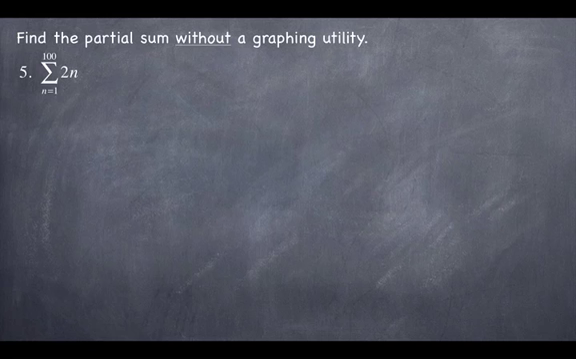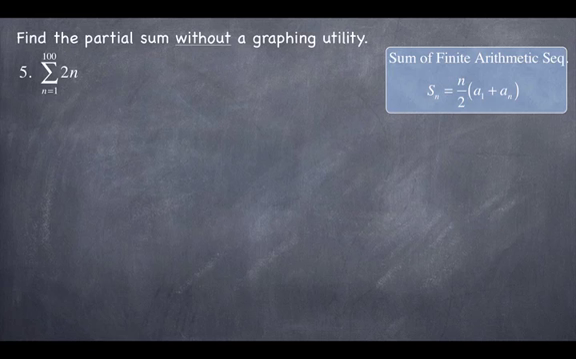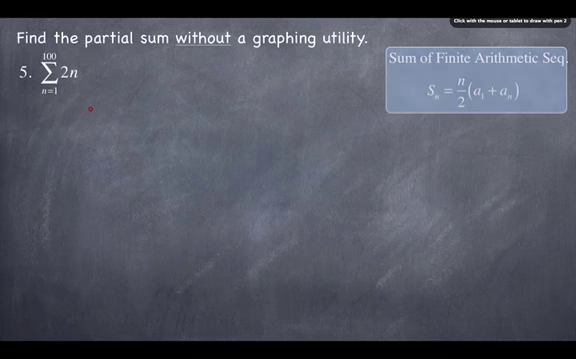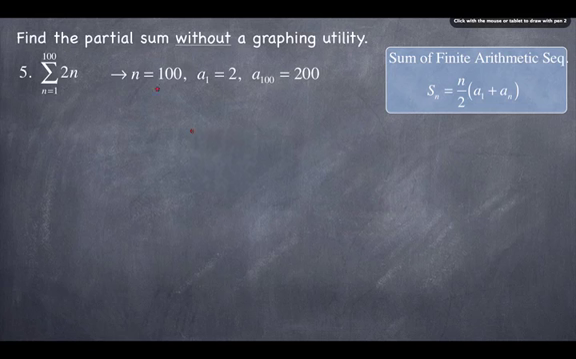It says find the partial sum without a graphing utility. So here we're going to be using that same formula. Notice that this is actually arithmetic. The common difference is 2. You learned this in Algebra 2. So then you have a total of 100 terms you're going to add. The first term is when you plug in the lower limit of 1, you get 2. The last term is 200 when you plug in the upper limit. You plug this information into this formula, and you end up with 10,100.